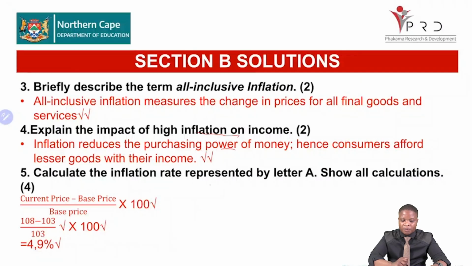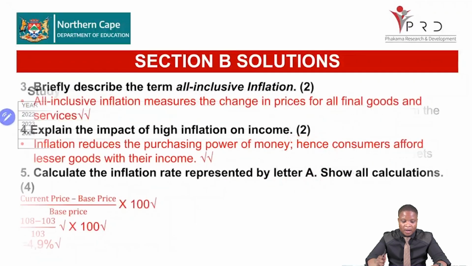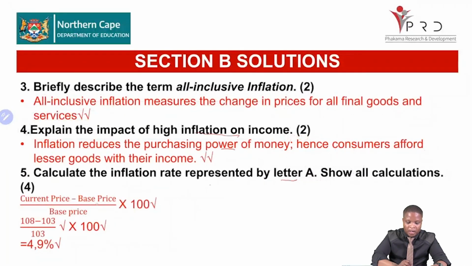Calculate the inflation rate represented by letter A, right? So for the inflation rate, you need to look at the CPI. Letter A is for 2024, right? So for 2024, you must look at 2023 and 2024 to find our inflation rate, where you take CPI present minus CPI previous over CPI previous times 100. So you take the one from the current year minus the previous year over the previous year times 100, and your answer is 4.9%.